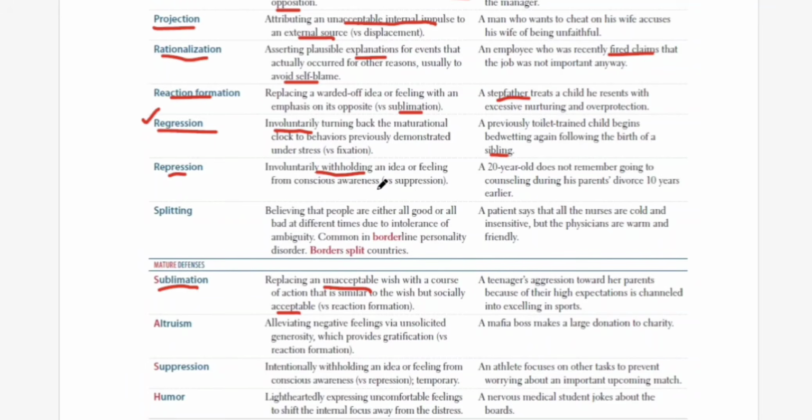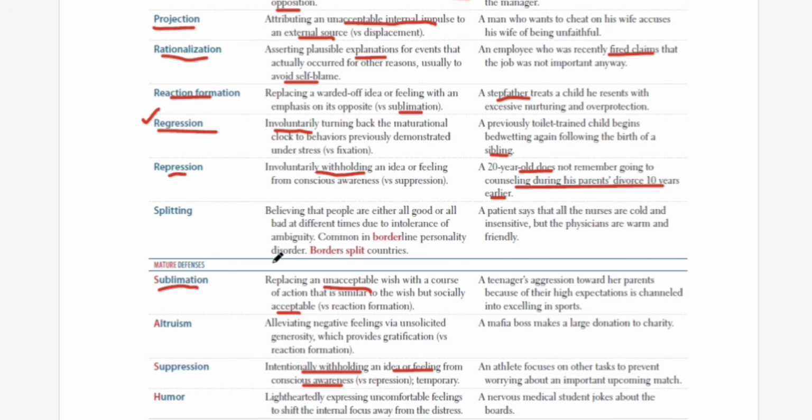For example, there's a 20-year-old. He does not remember any counseling classes during his parents' divorce 10 years earlier. So he's trying to repress. He's trying unconsciously, like he's blocking these events, so he's not remembering these events, right? That's basically repression. And suppression is where you intentionally withhold something, right? You are intentionally withholding any idea or feeling from your conscious awareness. So this is conscious, this is unconscious.